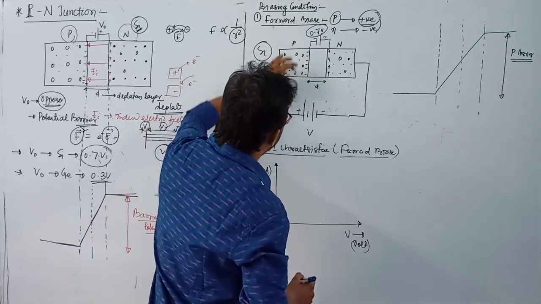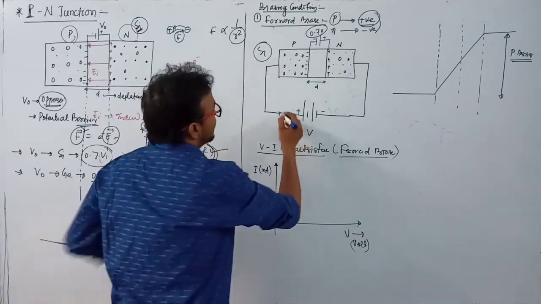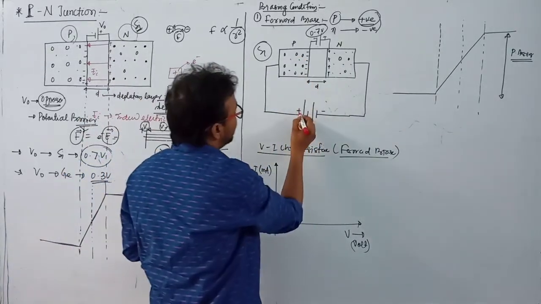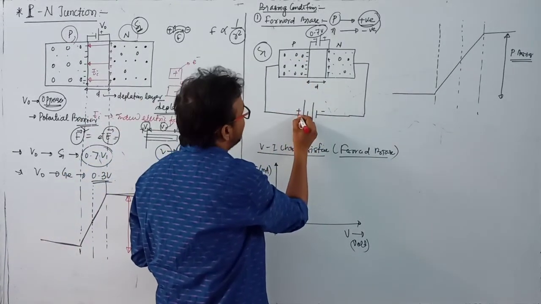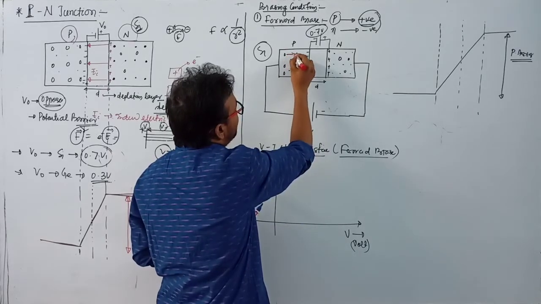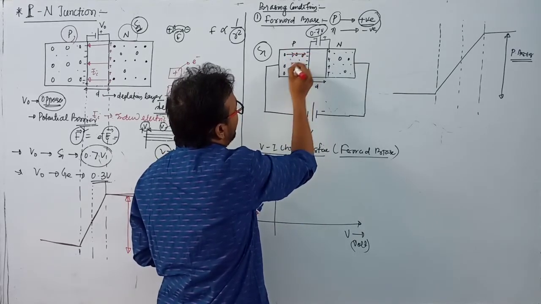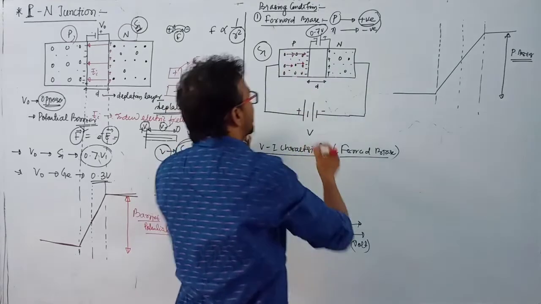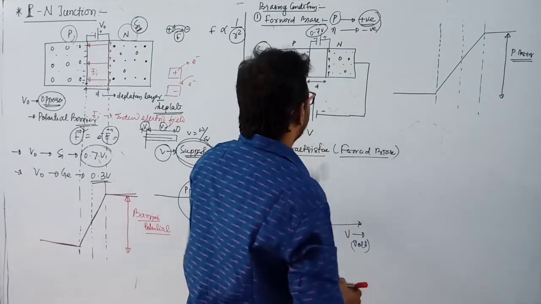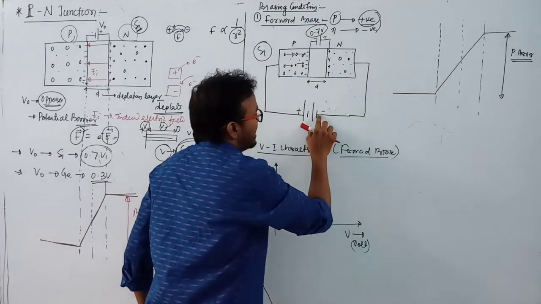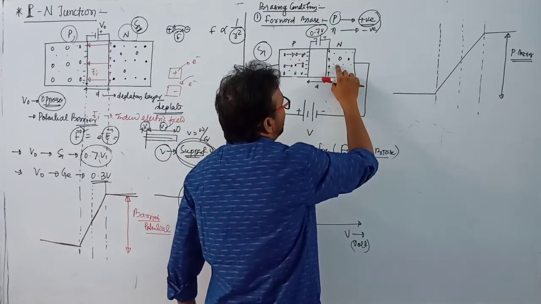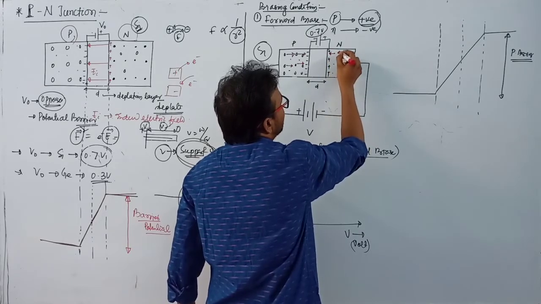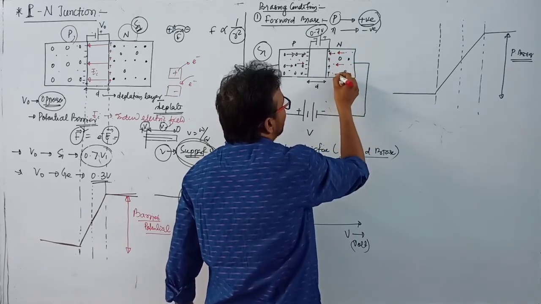This positive terminal attracts electrons, or it pushes the holes, because this is a positive charge, positive potential is here, so it experiences a repulsive force in this direction. All the holes experience a repulsive force in this direction, and similarly negative potential is applied to the n-type semiconductor, so electrons experience a repulsive force towards this direction.